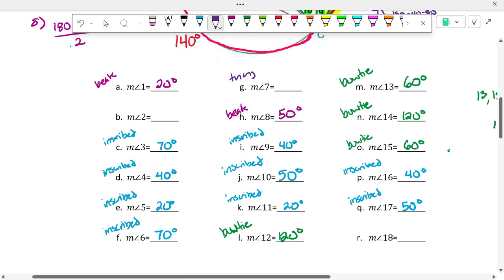So angle 7 you get from the triangle. It's not a specific special type of angle. It's just from a triangle, and it's equal to 90 degrees.